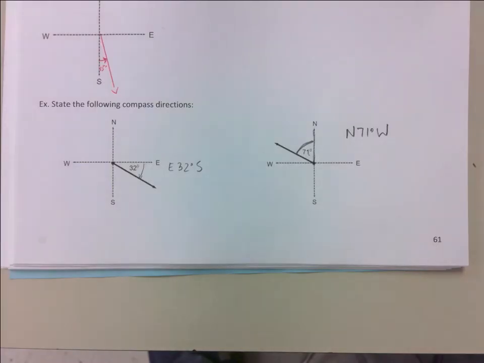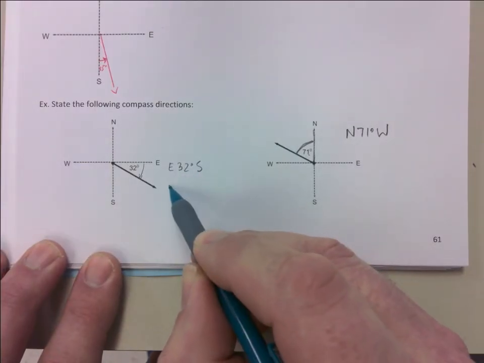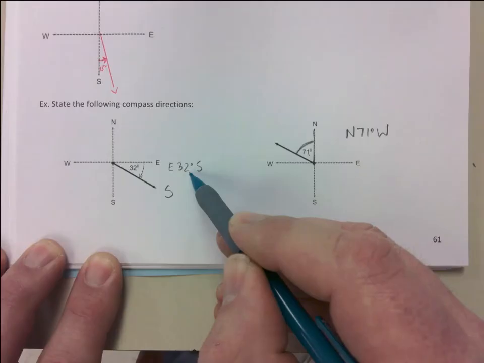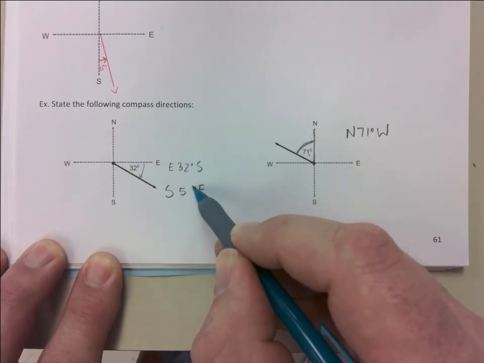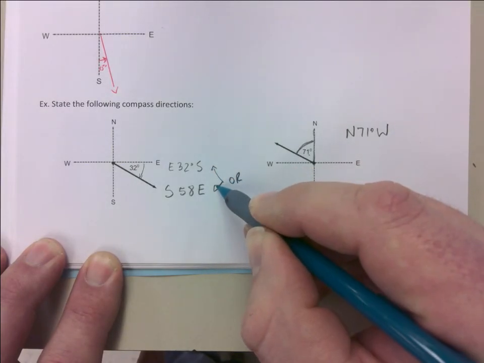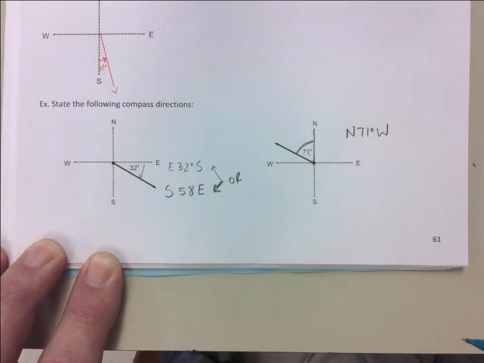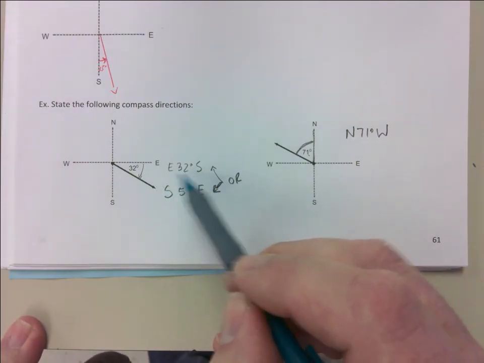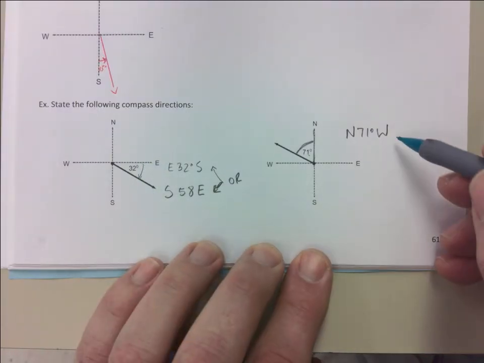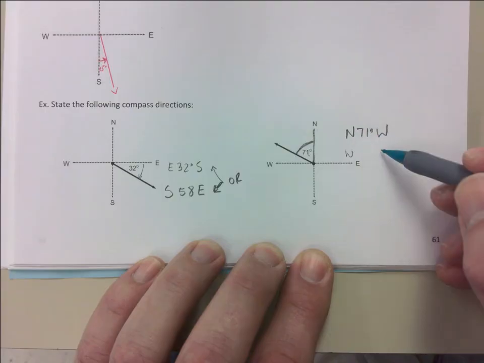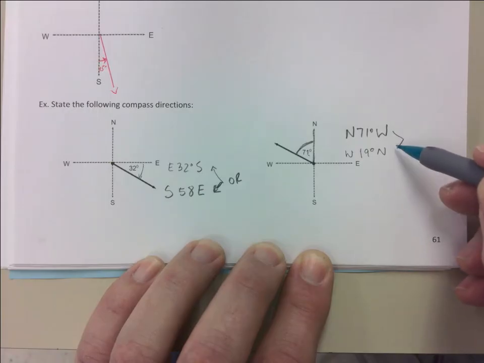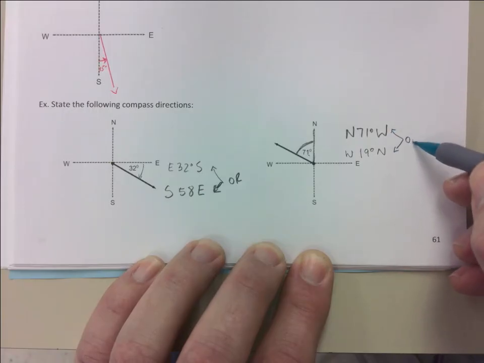We could state these in a different way, right? We could do south, east, and just make sure you take this away from 90. So this would be 58. So you can say either one. Either case is fine. I tend to stick with the first one that just intuitively comes to me. Here it's east, going towards the south. Same thing here, you can flip the west and the north, and that would be 19. So this is or, right?